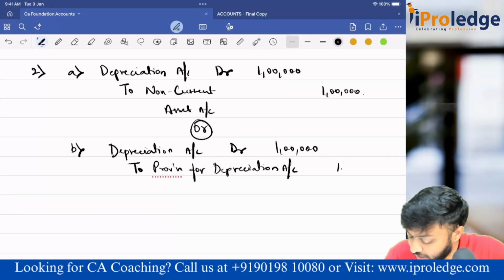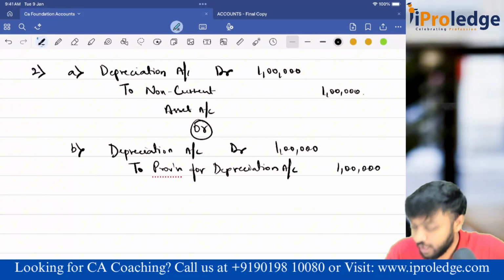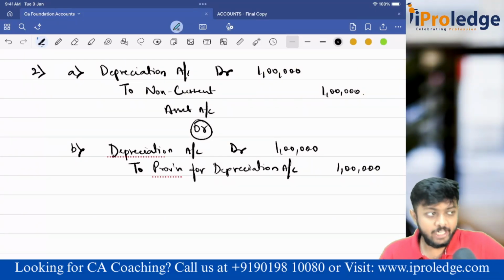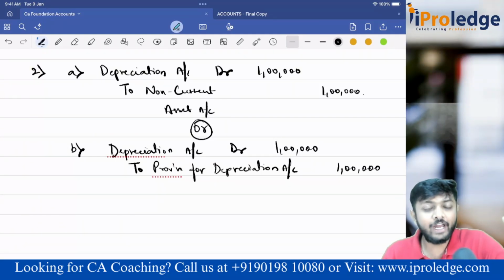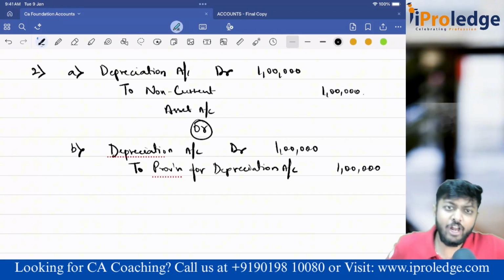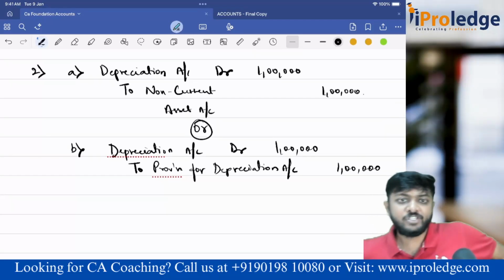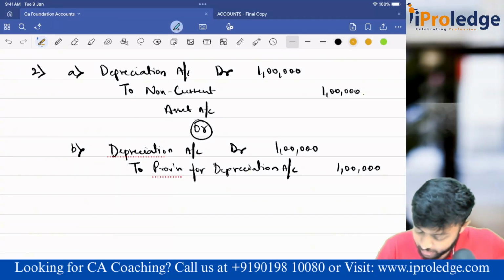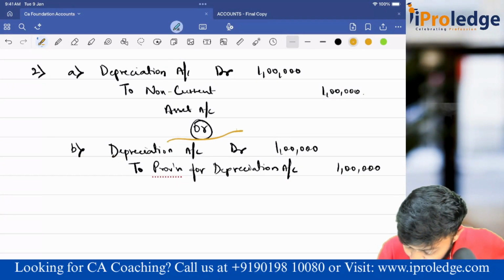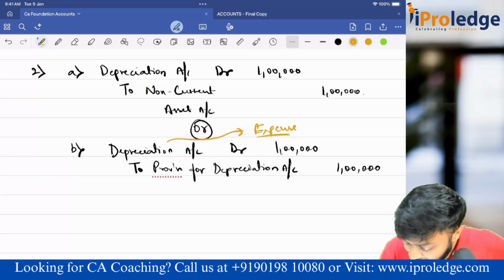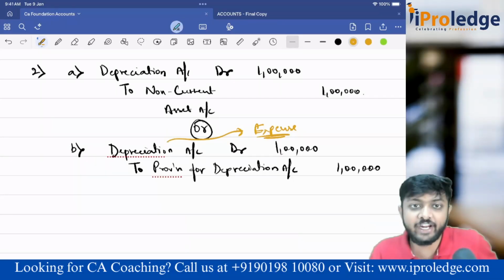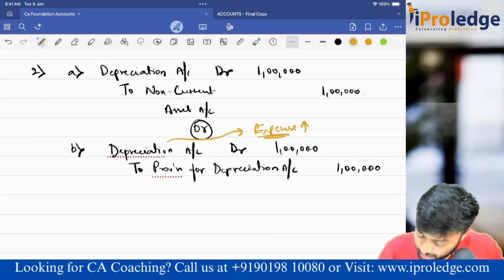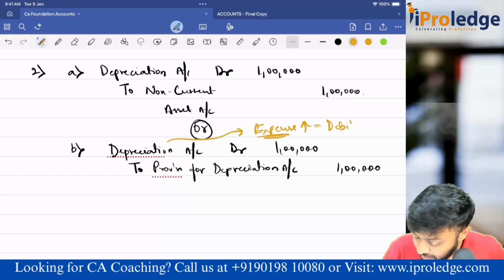What I am doing is, generally the depreciation expense is debited and it is credited to the asset. Here I am not crediting the non-current asset. I am crediting a separate account called provision for depreciation. Now, the nature of depreciation account here, we already know, is like an expense. Guys, this classification I am giving for the purpose of your accounting to decide whether debit or credit. Expense increasing, that's why I have debited.